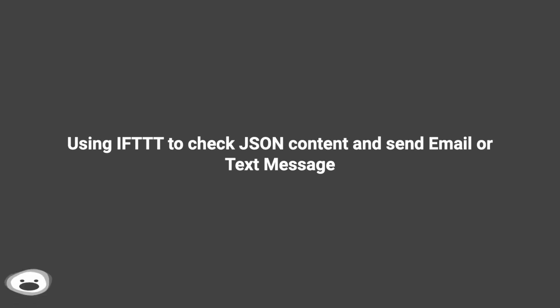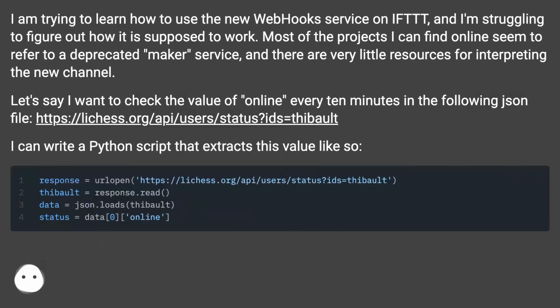Using IFTTT to check JSON content and send email or text message. I'm trying to learn how to use the new webhook service on IFTTT, and I'm struggling to figure out how it is supposed to work.